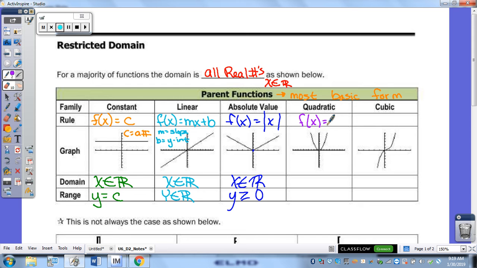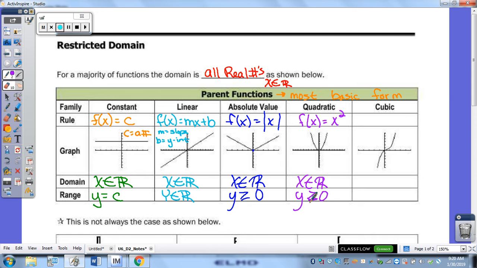Next one is our quadratic. So f(x) = x² is our most basic form there. Again, domain, x is an element of the reals. You can use every single x number in existence. Will we ever have a negative on this graph for our quadratics? In our range anyways? No. So y is greater than or equal to 0 for this one. Again, as I move it, my range will change, but for my parent function, it's y is greater than or equal to 0.